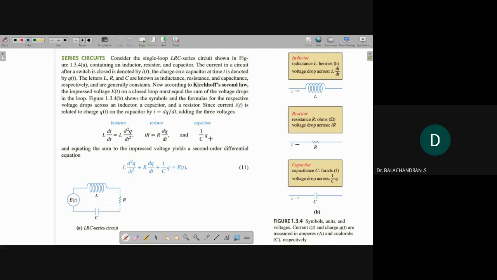Now I will write here. Using Kirchhoff's law, L into di by dt plus IR plus Q by C equal to E of t. Using the relation I equal to dq by dt, from this equation we will get the next equation.